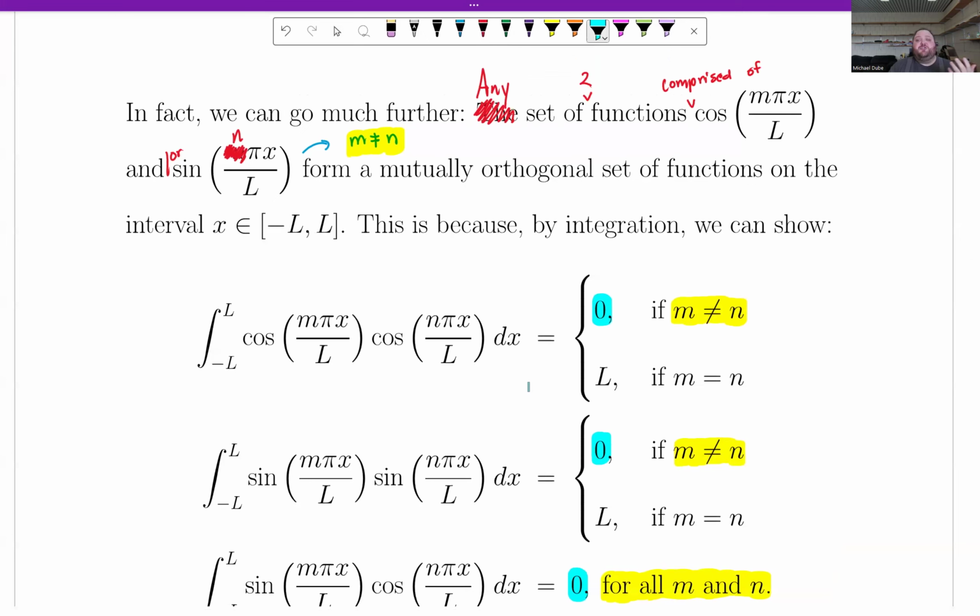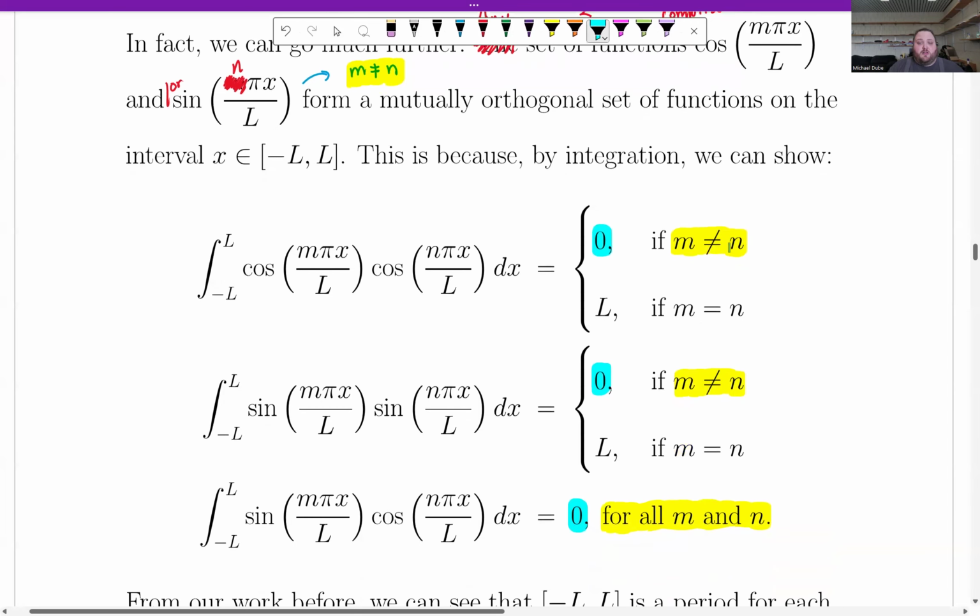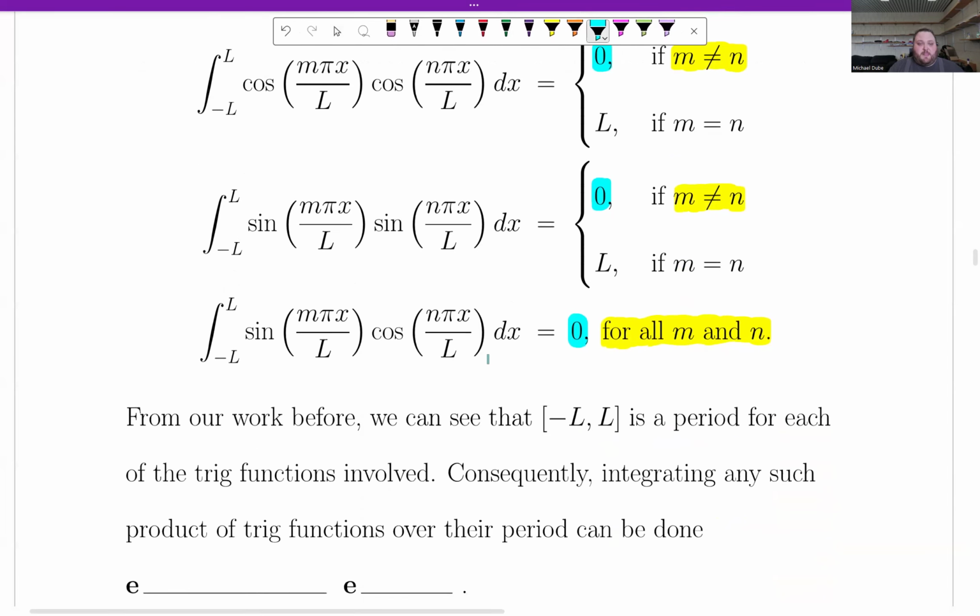Just one more time: any set of two functions comprised of cos and or sine, where m does not equal n, form a mutually orthogonal set of functions on the interval x is an element of [-L, L]. This is because by integration, we can show all of these things to be true. From our work before, we can see that -L to L is a period for each of the trig functions involved.